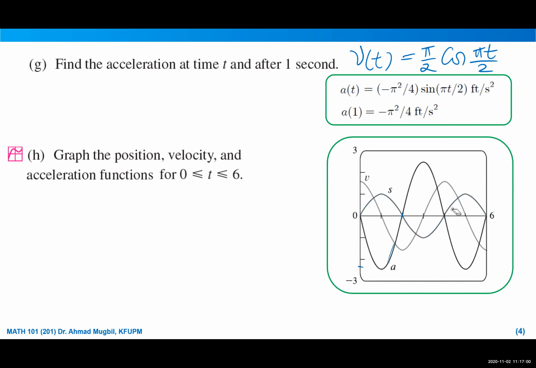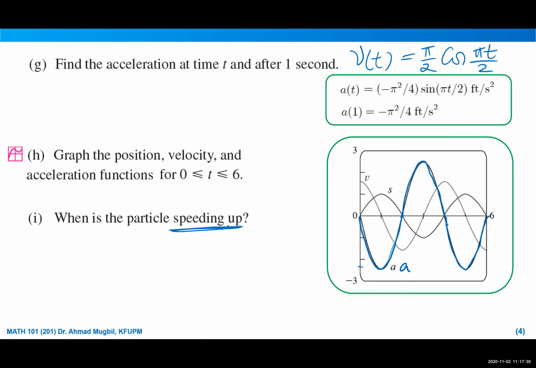I wish that we did it in different colors. Let me color the acceleration blue. And we need to compare it now with the velocity. This is A, and this is V. Look at V and A. What we need to do now is decide when the particle is speeding up.